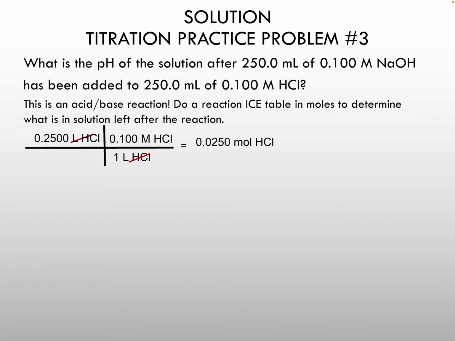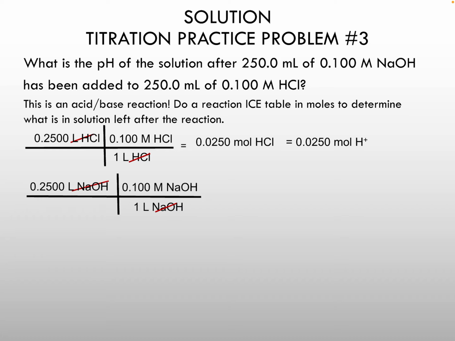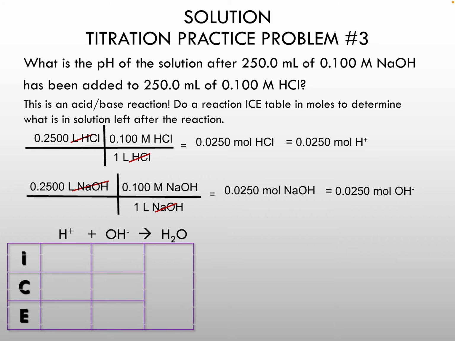So we'll go ahead and calculate our moles of hydrochloric acid. This is the same as the previous problem. We haven't changed anything about our hydrochloric acid. We now have more sodium hydroxide that we've added, so we can calculate that out. And now we can see our moles of acid are equal to our moles of base.